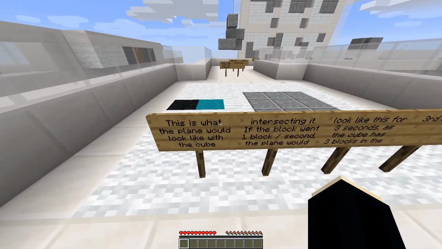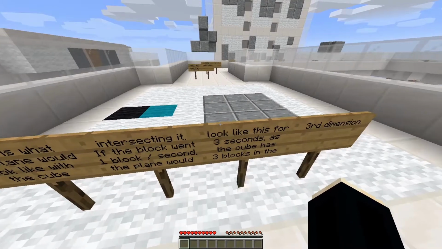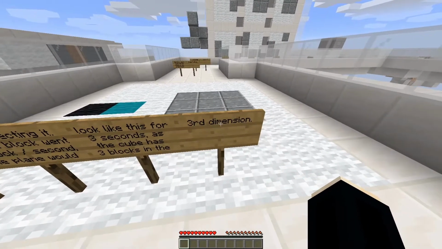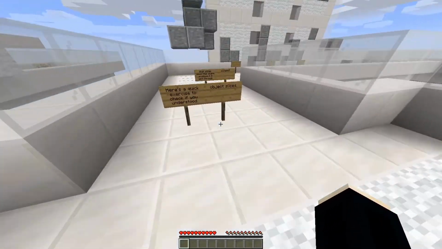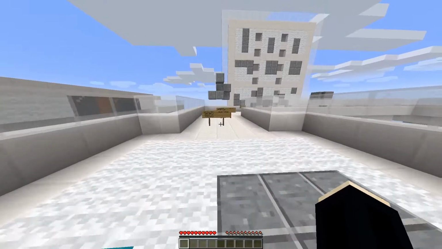This is what the plane would look like with the cube intersecting it. If the block went in one block per second, the plane would look like this for 3 seconds, as the cube has 3 blocks in the 3rd dimension. What? Yeah, I said that right.